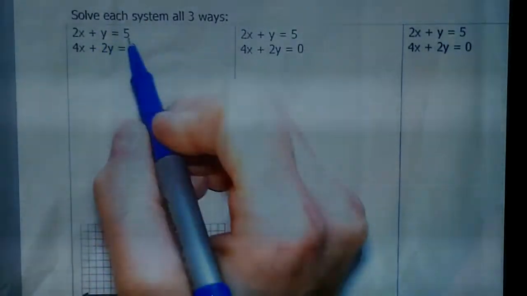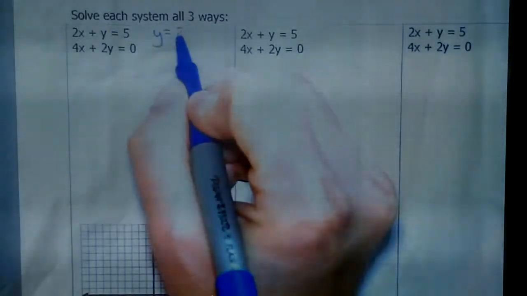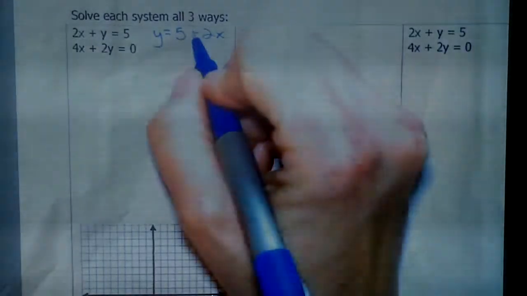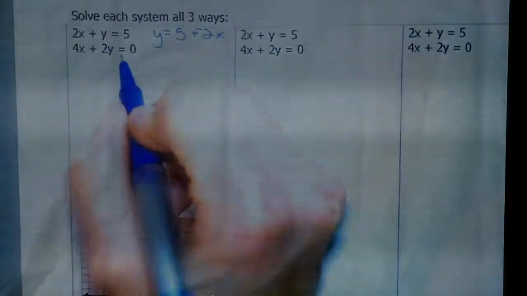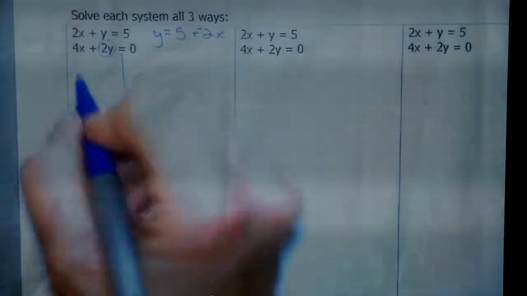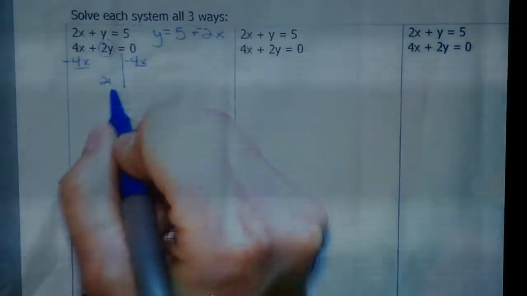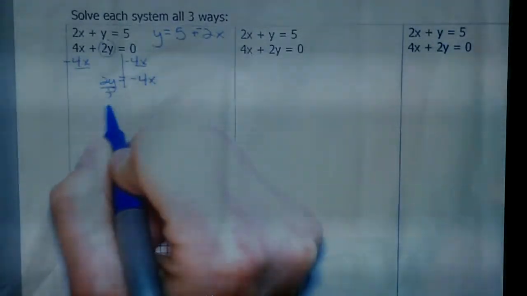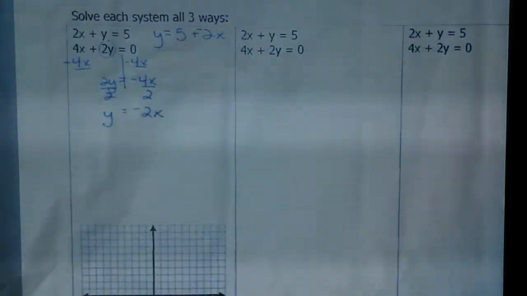So 2x plus y equals 5. I'm going to need to subtract 2x from both sides to get the y equals version of it. So it's going to end up being y equals 5 minus 2x, or 5 plus negative 2x. In this equation here, there's a little bit more work to do. The first step to get the y term alone is add a negative 4x, or subtract 4x, however you look at it. So 2y would equal 0 minus 4x, which is just negative 4x. We would divide by 2, and you get y equals negative 2x.